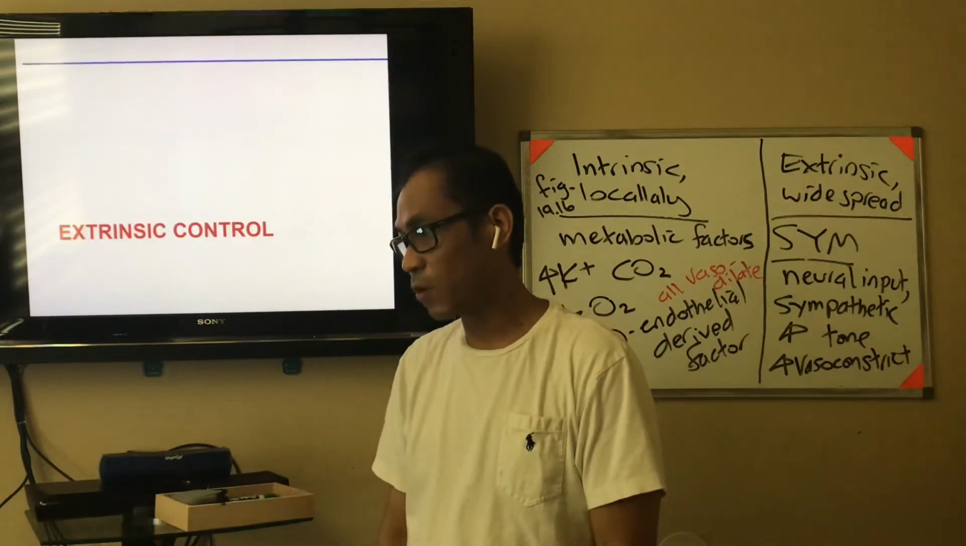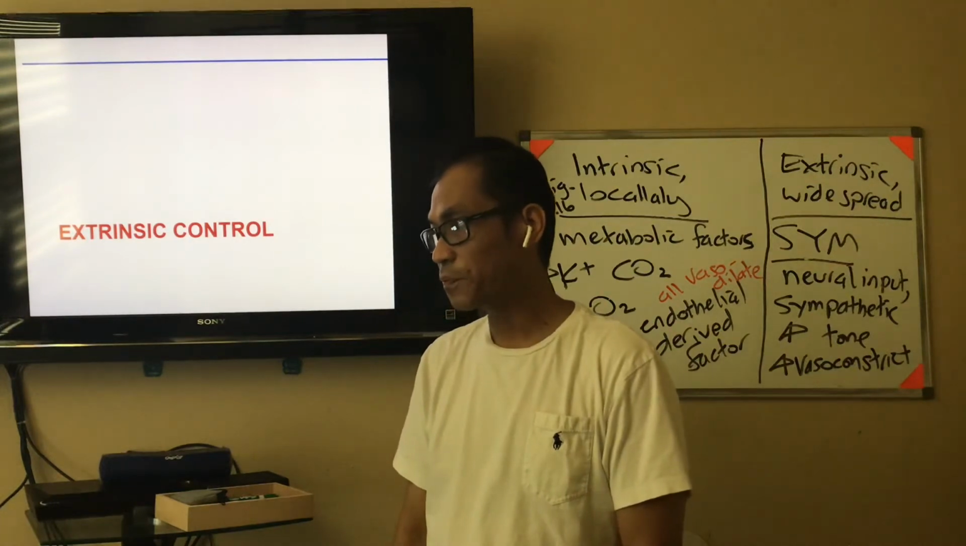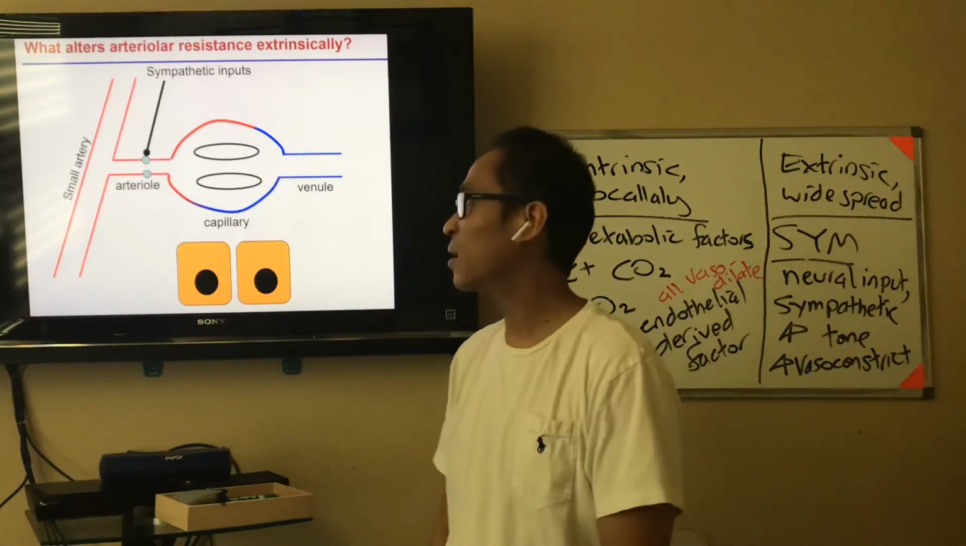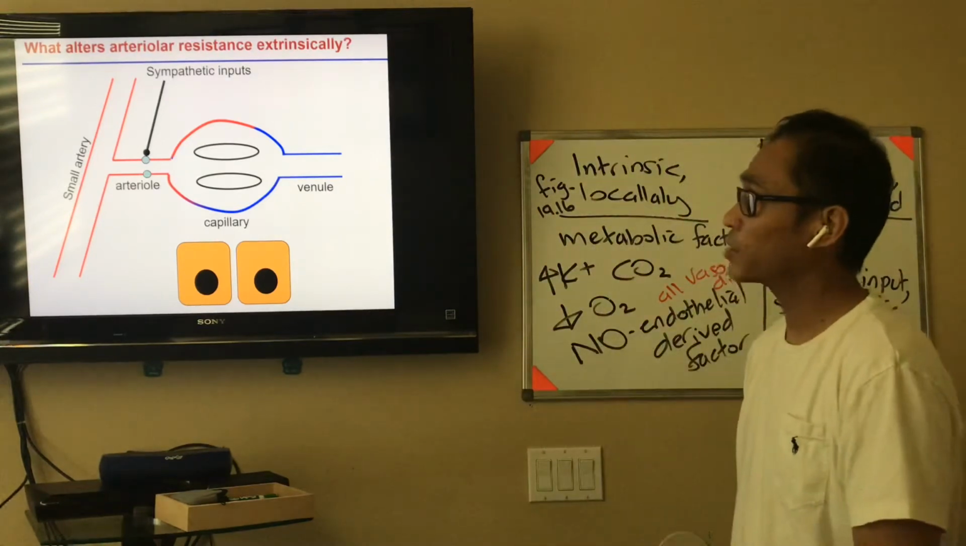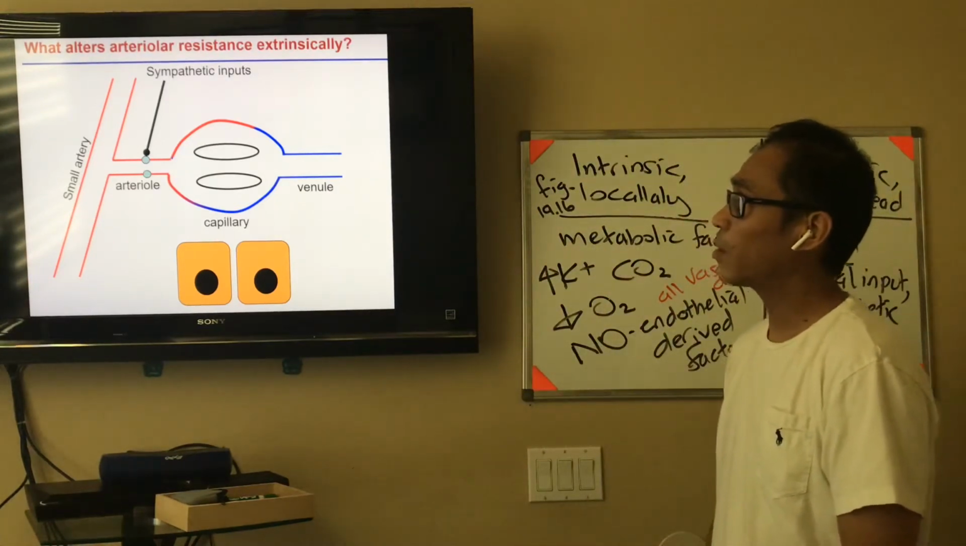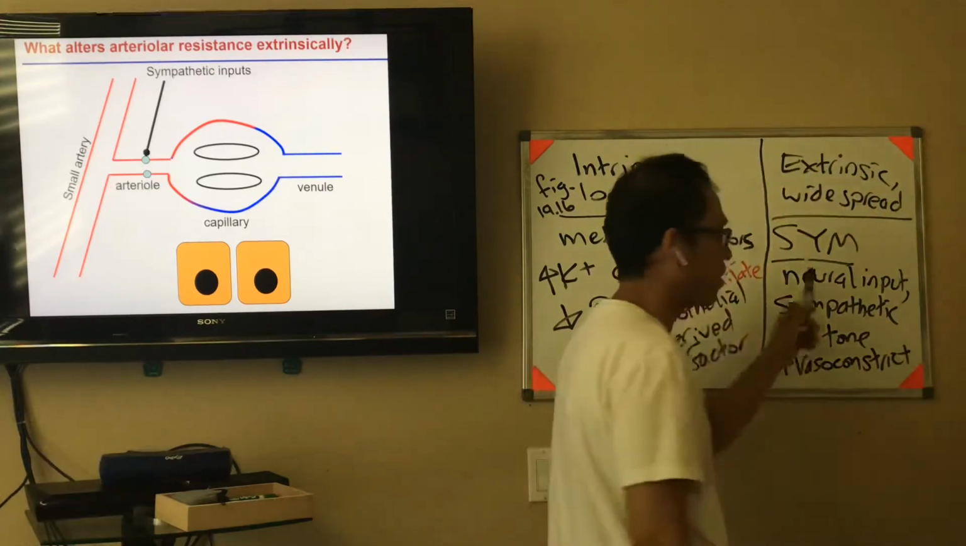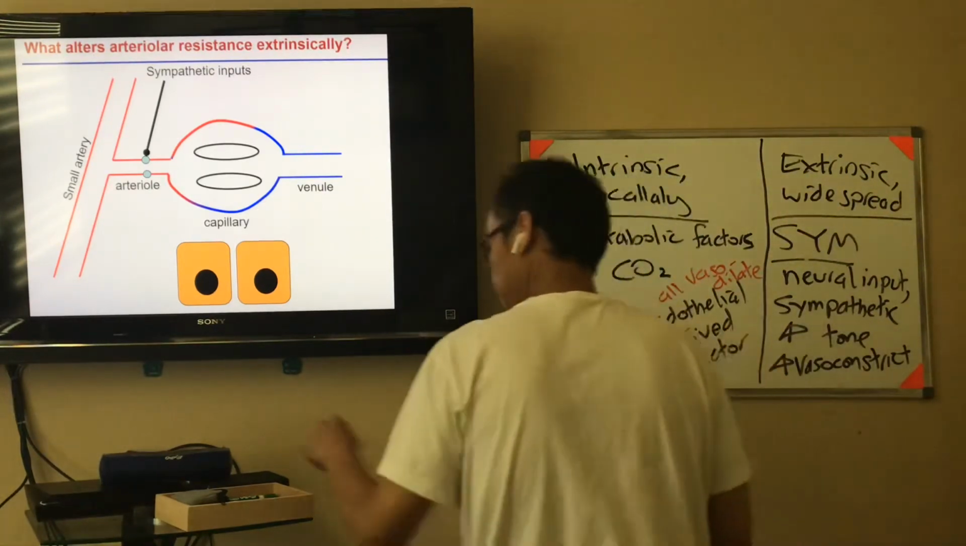The extrinsic controls is your sympathetic nervous system. So I'm going to add to my picture a nerve input on those precapillary sphincters. And I ask the question, what alters arteriolar resistance extrinsically? You already have it in your notes here. Let me erase this.